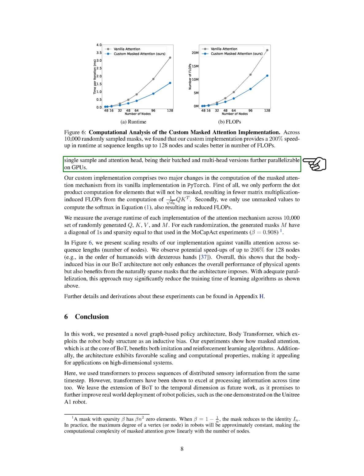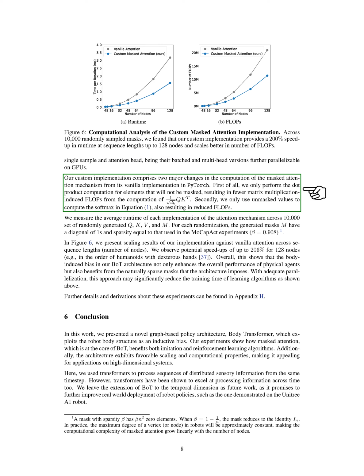To ensure a fair computational comparison, we re-implement the scaled dot product for biased attention using CPU-based NumPy, testing it on a single sample and attention head, with the potential for further parallelization on GPUs. Our custom implementation includes 2 key changes. We compute the dot product only for unmasked elements, which reduces the number of floating point operations, and we use only unmasked values for the softmax calculation, further decreasing operations.